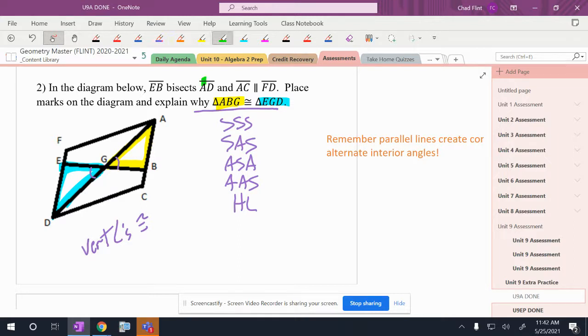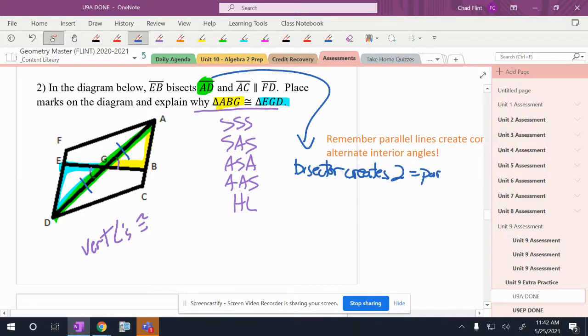I've got this bisector here. So AD gets cut in half. So that means that those are equal because a bisector makes 2 equal parts.